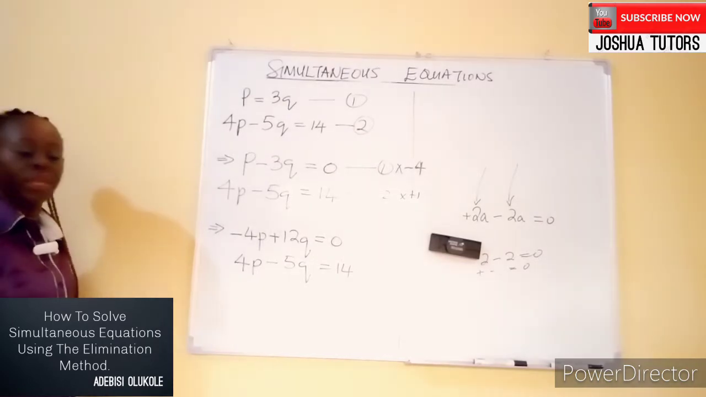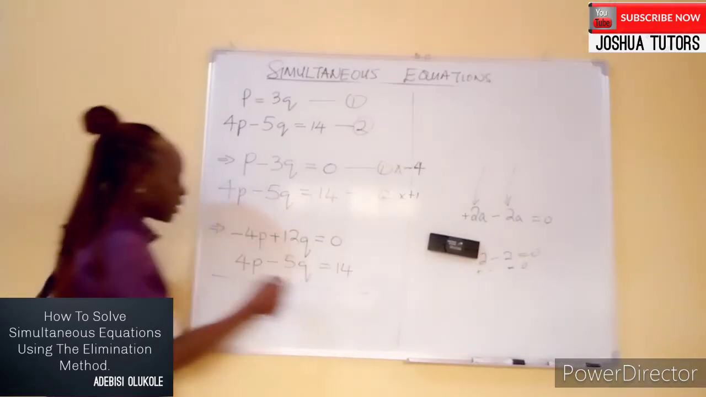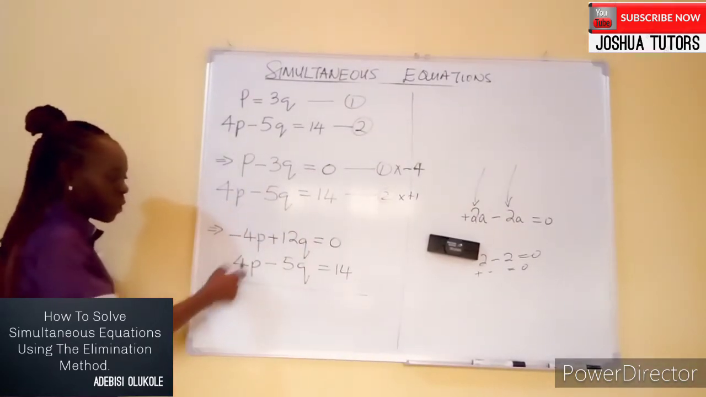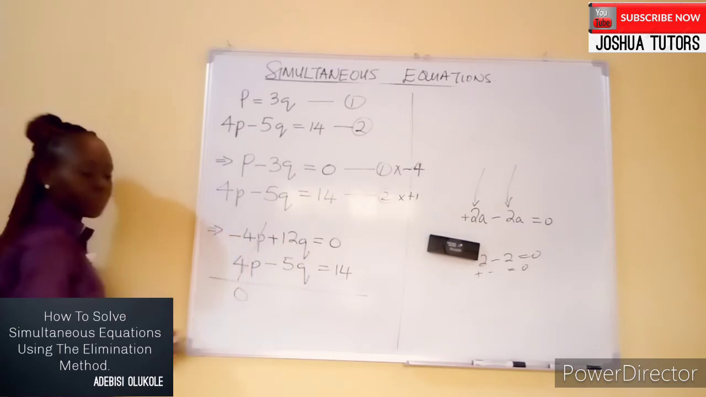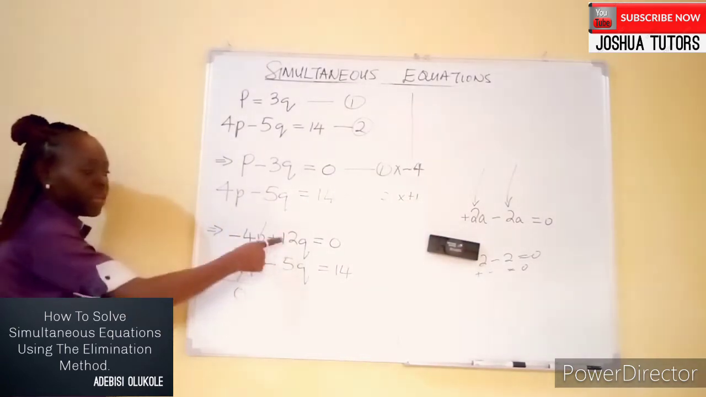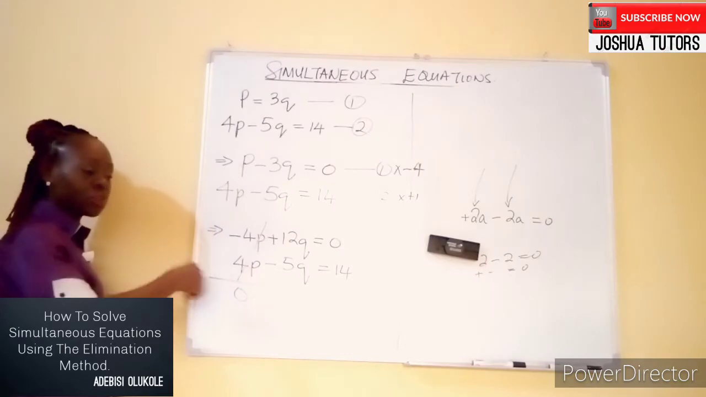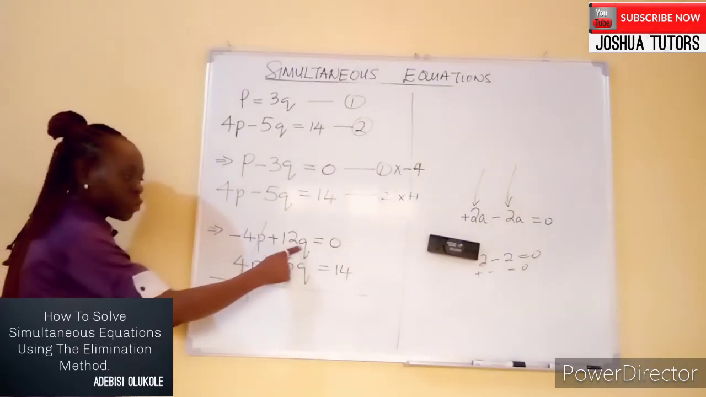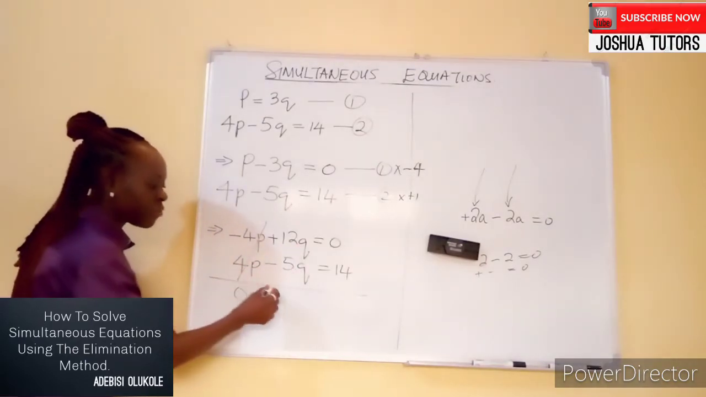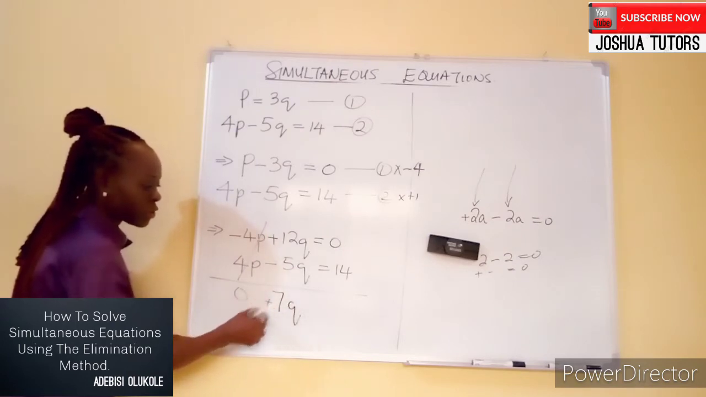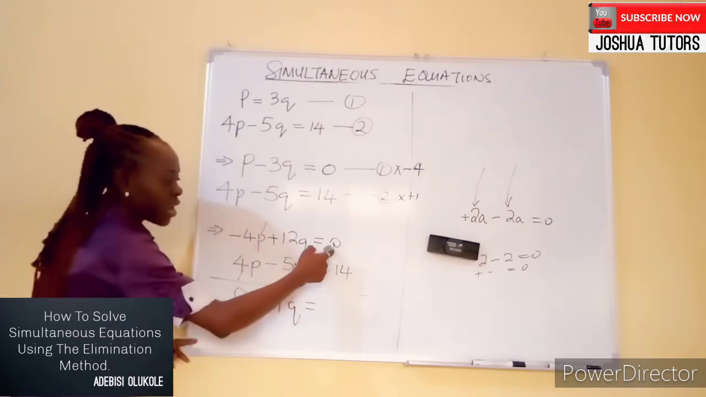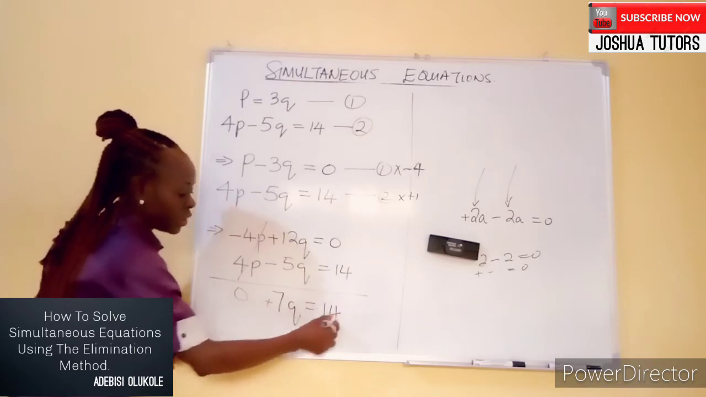So I can now eliminate. You rule a line like that. Minus 4P plus 4P is 0. I have eliminated P. I'm now left with the term in Q, so I can solve for Q. Plus 12Q minus 5Q is 7Q. Please, it is a plus. Equal to 0 plus 14 is 14.